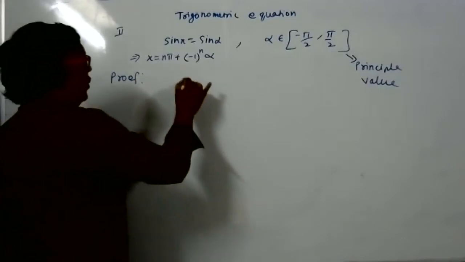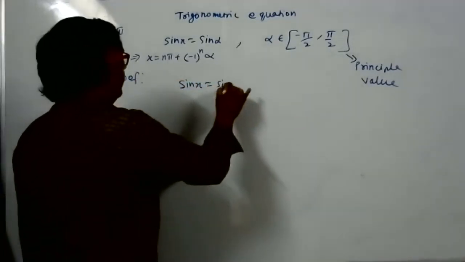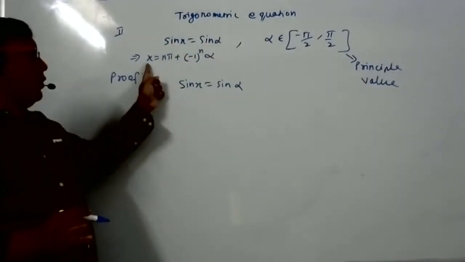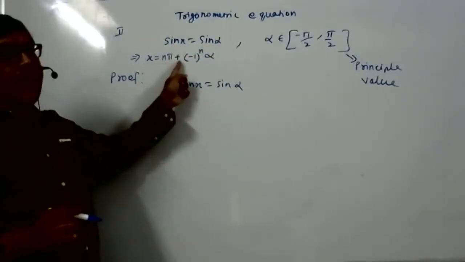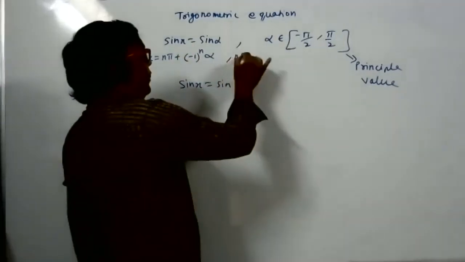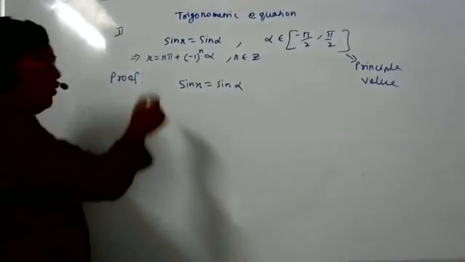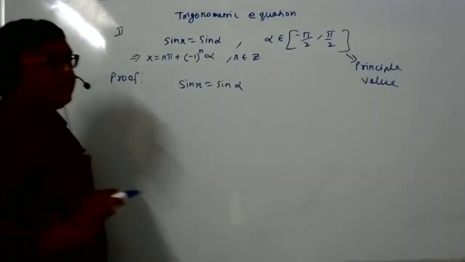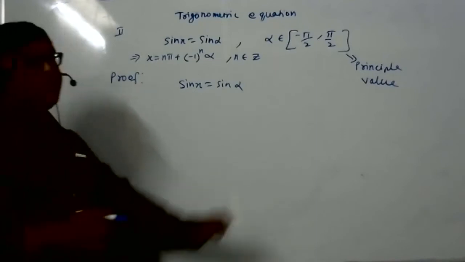Don't write on the board yet. Sin x is equal to sin alpha. Then how much is x? x is equal to n pi plus (minus 1) to the power n alpha, where n belongs to the integers. This formula you have to memorize. How this formula has come, I will teach you. Proof and all, I think they will not ask in the exam. Obviously, in competitive exams, they will not ask.